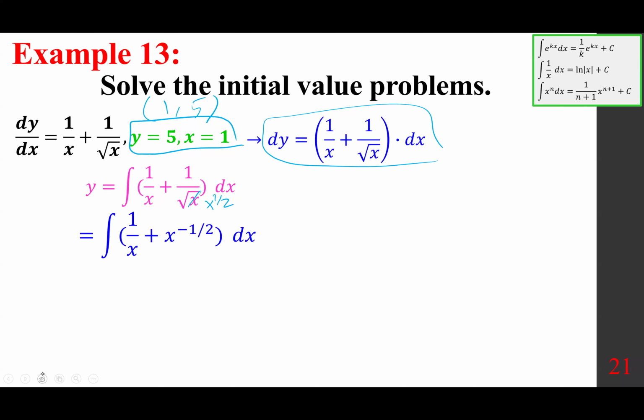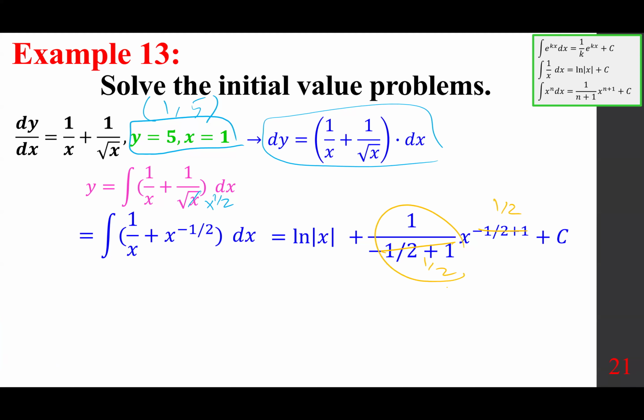And this, we know it's not natural log, right? This one is the natural log. What about this one? I hope you remember. We've done this before. 1 over negative 1/2 plus 1, x to the power of negative 1/2 plus 1, and we have a constant. And so negative 1/2 plus 1 is positive 1/2. This reciprocal becomes 2 square root of x plus a constant.